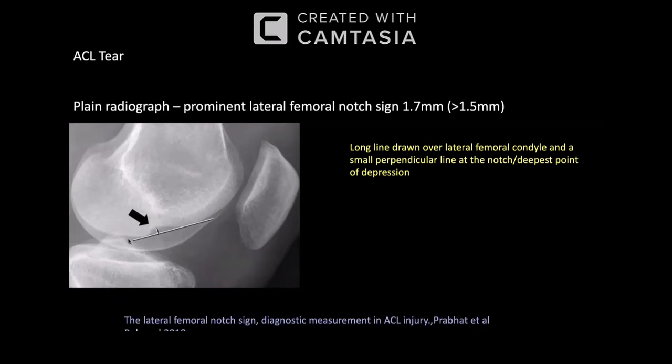In a plain radiograph, you can actually see the deep sulcal sign or the deep notch sign, where a line is drawn over the lateral femoral condyle and a small perpendicular line at the notch, the deepest point of the depression. Anything more than 1.5 mm, you should have a high suspicion of an ACL tear. In our case, it was almost 1.7 mm.